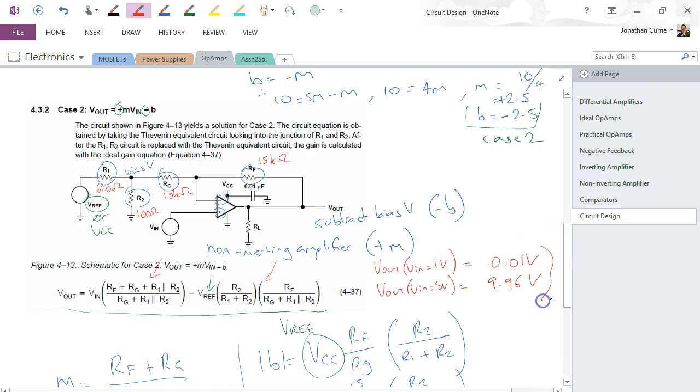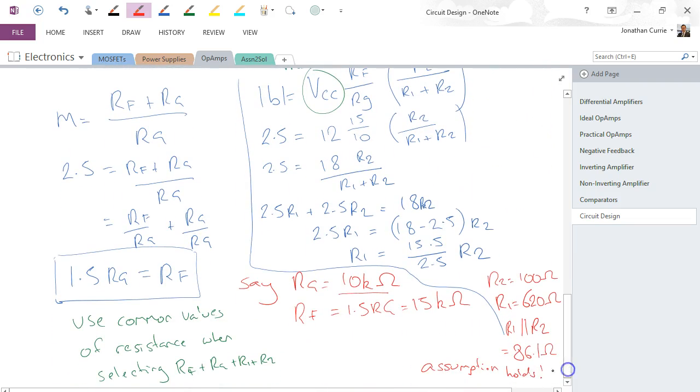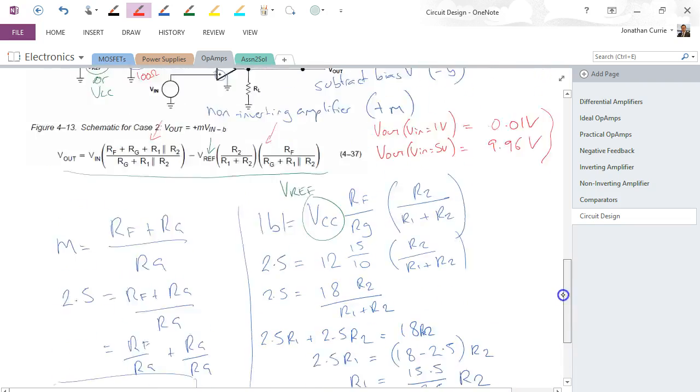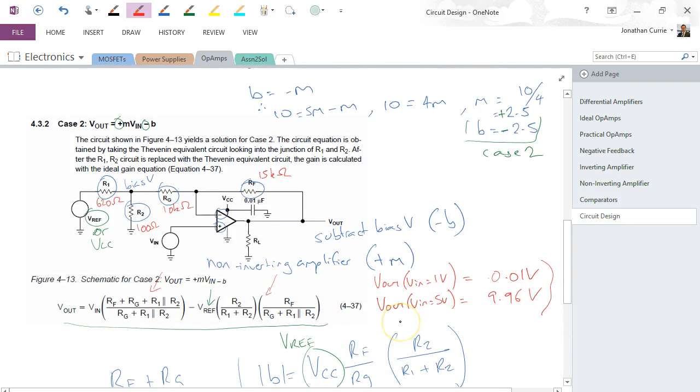Alright, the reason they're not perfect is because we have made that assumption. Obviously the smaller R1 in parallel with R2 is with respect to Rg, the better our solution will come out. But for the purposes, that's not too bad. Alright, maybe we could work on making that a little bit better though.